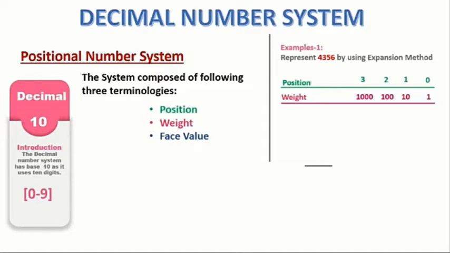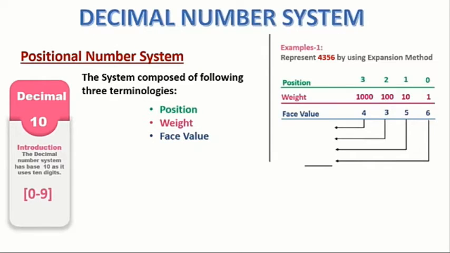And the third thing is face value. Face value is the actual value of that number. Okay, here 4, 3, 5, 6 is the actual value, and 6 I have to present in ones because this is in ones. Next, similarly 5 is presented in tens. And 100, what is 100? 300. What is 1000? There is 4000 I have presented. Okay, you have to check.